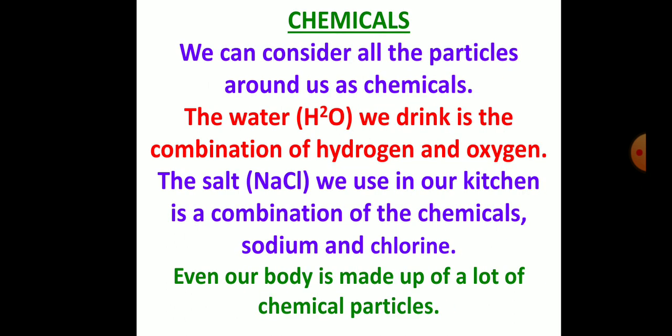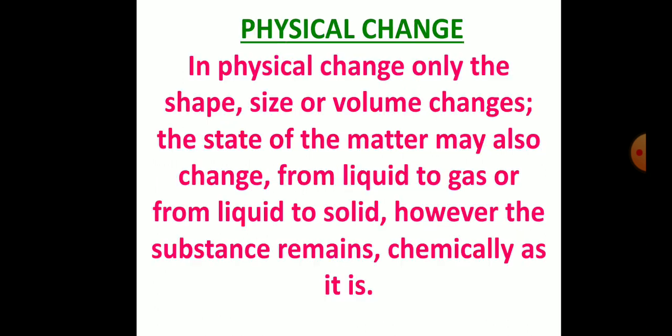Chemicals. We can consider all the particles around us as chemicals. The water H2O we drink is the combination of hydrogen and oxygen. The salt NaCl we use in our kitchen is a combination of the chemicals sodium and chlorine. Even our body is made up of a lot of chemical particles.